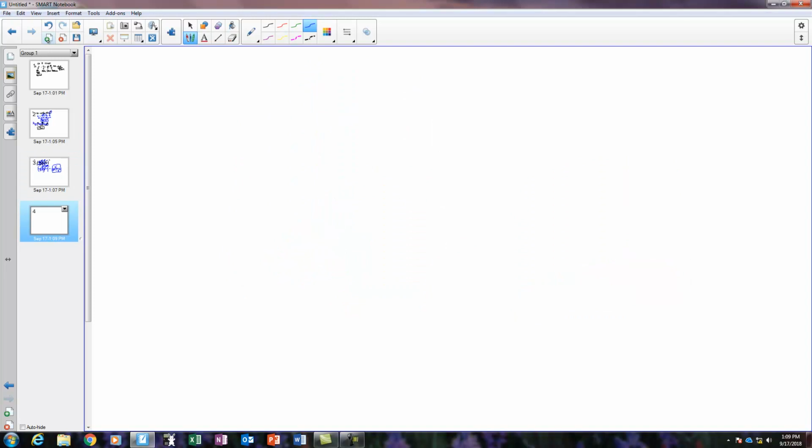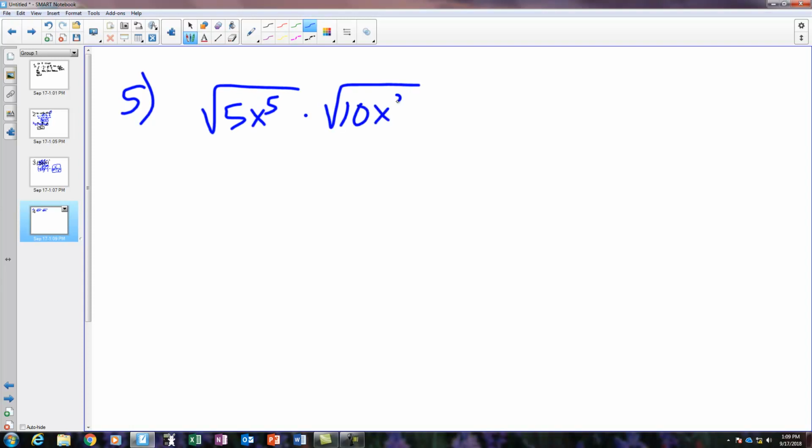Number 5 starts into square roots. We've got the square root of 5x to the 5th times the square root of 10x squared. I like to do these by just multiplying together like we did on question number 3 and then working the problem out of the square root on its own. So we get square root of 50 x to the 7th. Remember, you add exponents when you multiply x's.